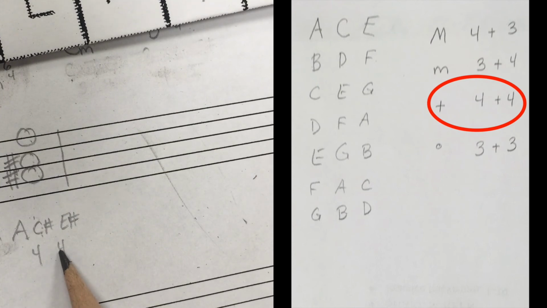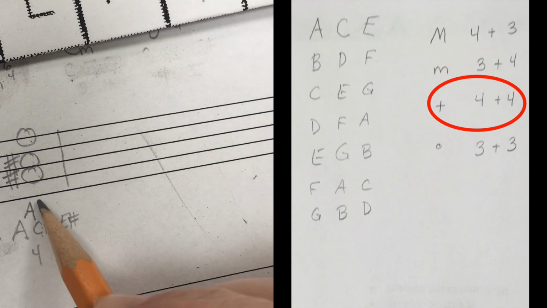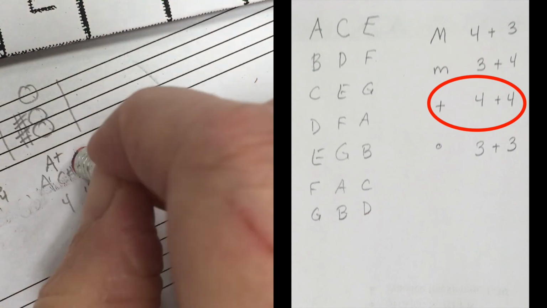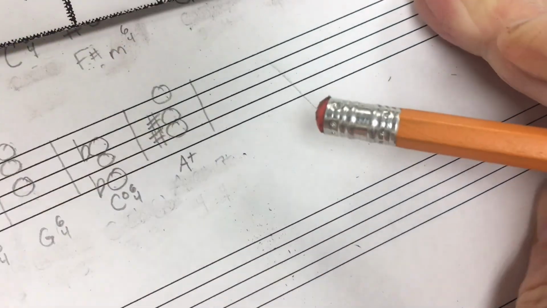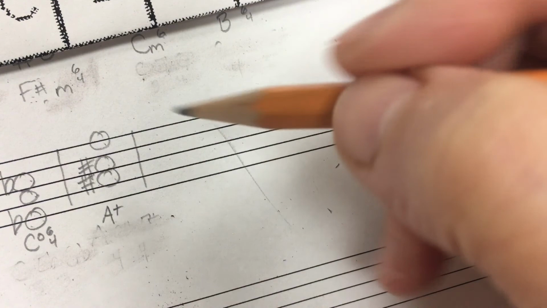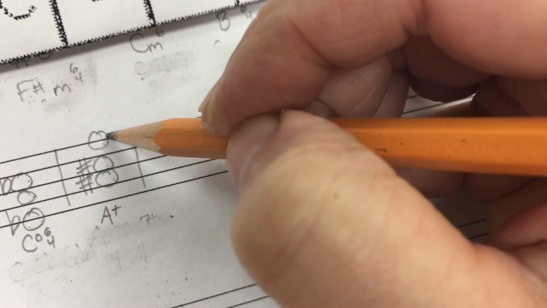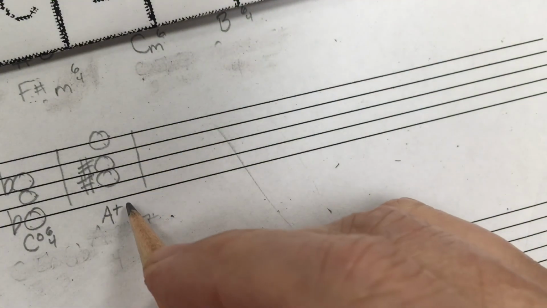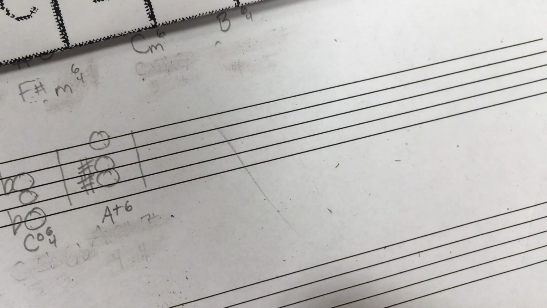4 plus 4 is the formula for an augmented triad. So we're going to write A plus. A augmented. And then we're going to figure out the inversion. Where is the root? The root is on top. If the root is on top, we know it's in first inversion.